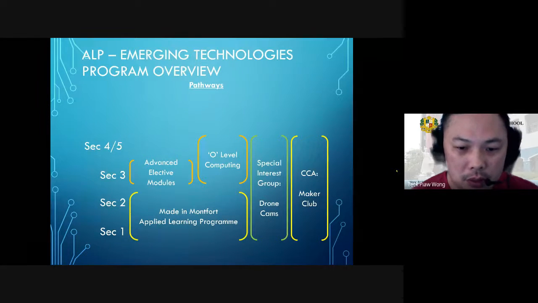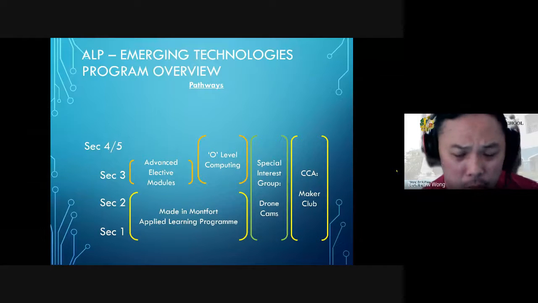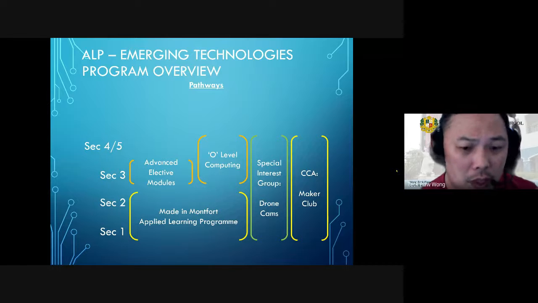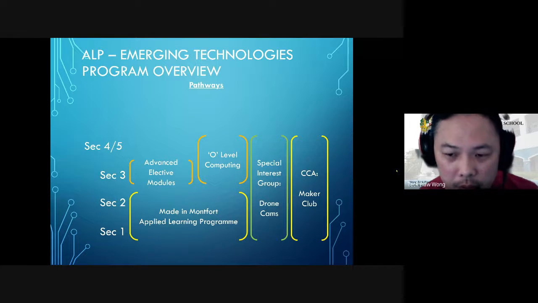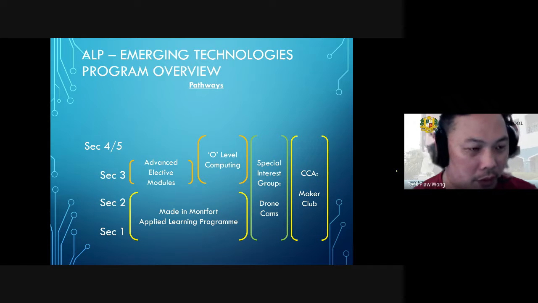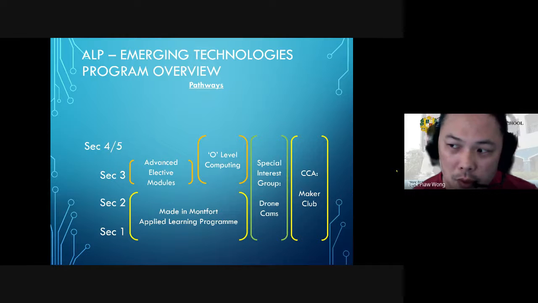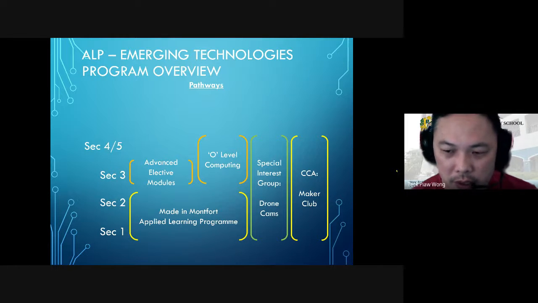In Montfort, we have an applied learning program for one semester across the lower secondary levels, Sec 1 and Sec 2. Besides that, we also offer O-level computing at Sec 3 and 4 levels. Part of the intended outcomes for ALP is to identify students who are interested in O-level computing. To do that, we introduce the students in ALP to a lot of Python coding, just to give them a rough awareness of what coding is all about. On top of that, we also have a Maker Club CCA that draws upon digital fabrication and rapid prototyping, to further enthuse the students.